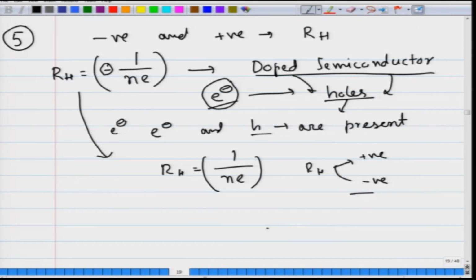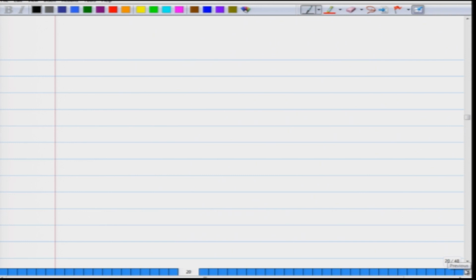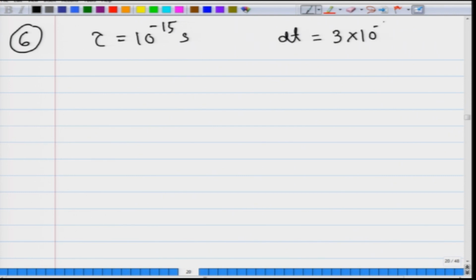So, the correct option is B. Moving to the next problem, question number 6. We have tau equals 10 to the power minus 15 second. What will be the momentum P(t) after some time interval dt equals 3 into 10 to the power minus 16 second? Again here we get E equals 0 and B equals 0, it is given.